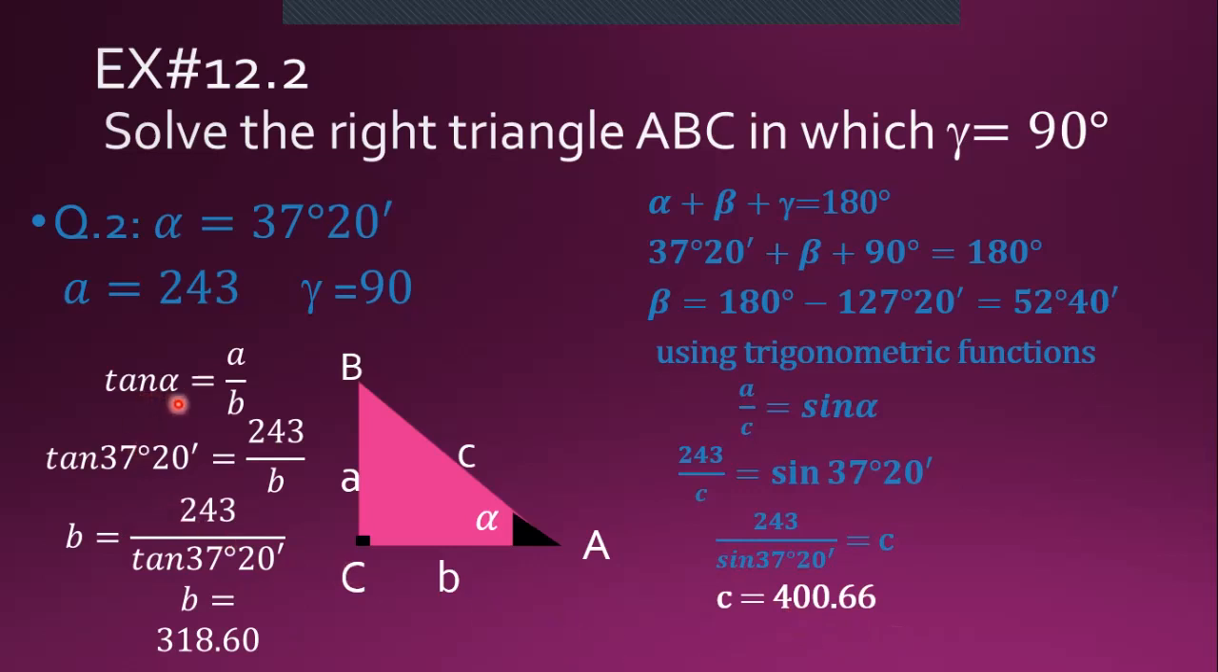You need to come onto this side now. Tangent alpha is equal to A over B. This A is perpendicular, B is base here, so obviously A over B is equal to tangent alpha. By putting the values, converting the B onto the left hand side and this tangent 37 degree 20 minutes onto the right hand side, and then calculating it, it becomes equal to 318.60. This is the answer.